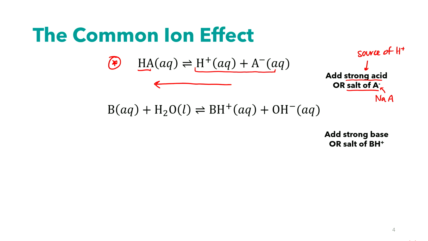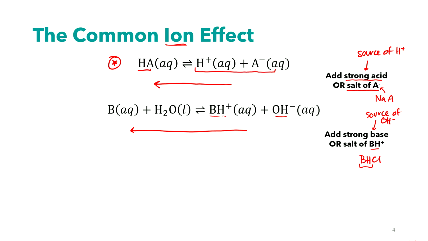If we are looking at a weak base, we generate BH plus and OH minus. Those are the ions. When I say common ion effect, I'm asking what if I added one of those ions in. I could add a strong base as my source of OH minus, or I could add a salt of BH plus, like BHCl. I'm putting in product, so I'm going to shift the equilibrium back towards the reactants. So if I add a common ion, I am going to wind up with more of my weak acid or weak base. That's all.